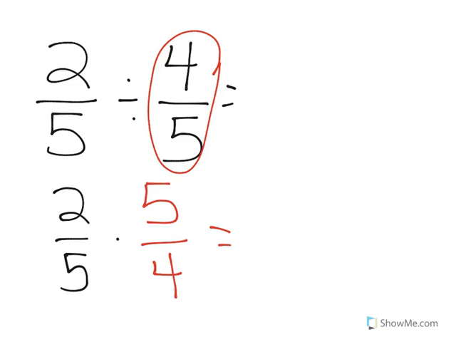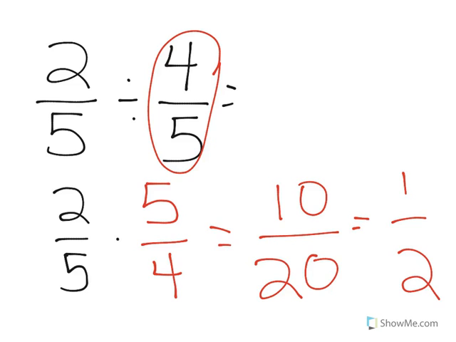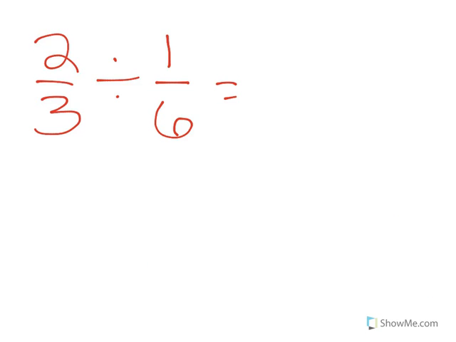Then you multiply just like you would with fractions, like we did earlier. 2 times 5 is 10, and 5 times 4 is 20. You get 10/20, or 1/2. Let's try a new one. 2/3 divided by 1/6. 2/3 stays the same.